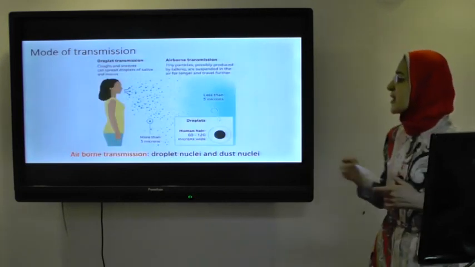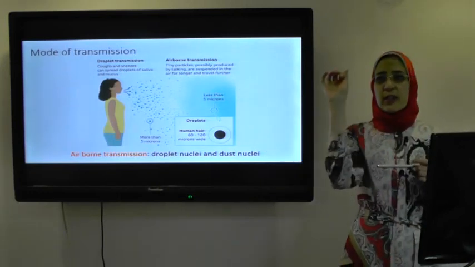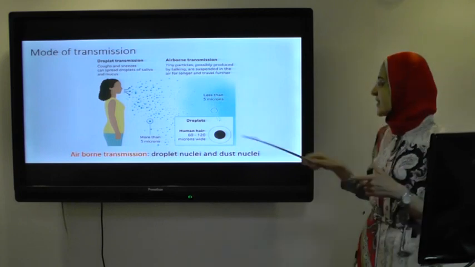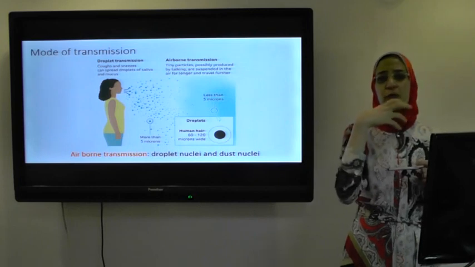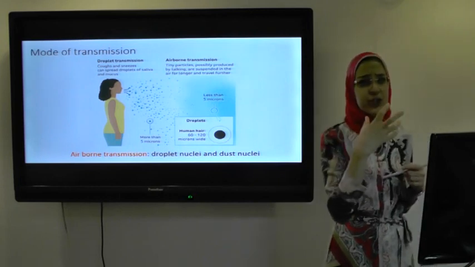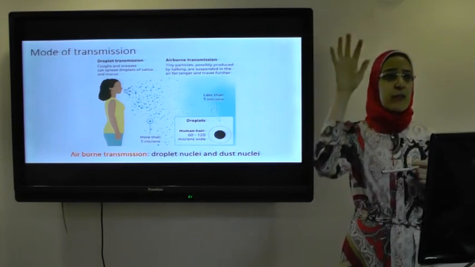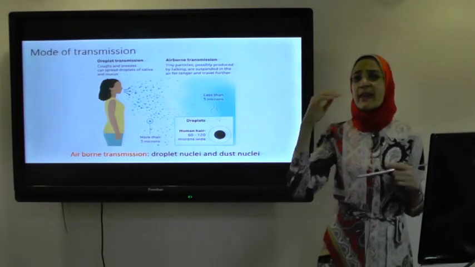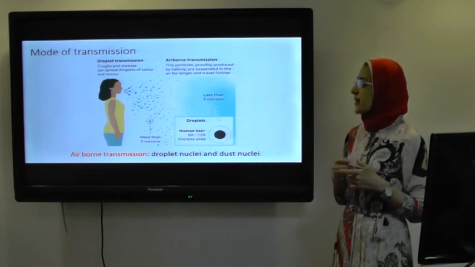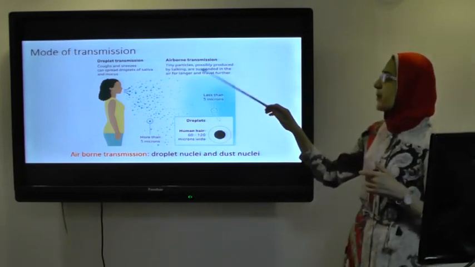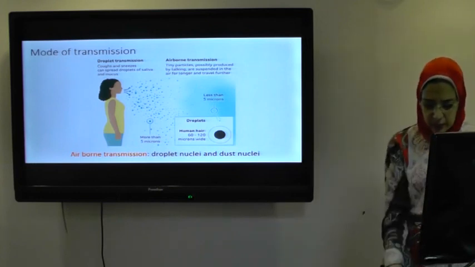Another mode of transmission is airborne transmission, where there are tiny particles, very, very small in size, less than 5 microns. They come out from the mouth while talking, for example. Because of their very small size, they remain suspended in air for long time, and they can travel for longer distance. This is the airborne transmission, and this figure differentiates the droplet transmission and the airborne transmission. It depends on the particle size.